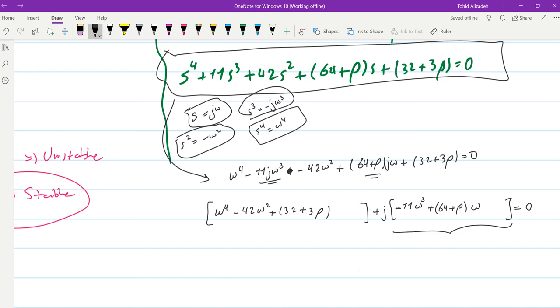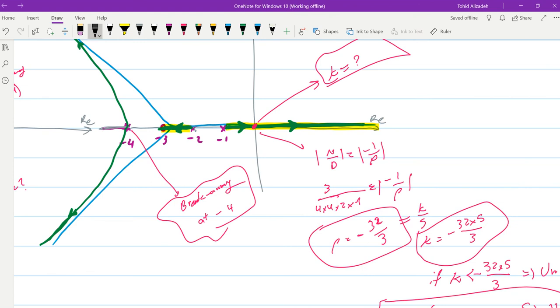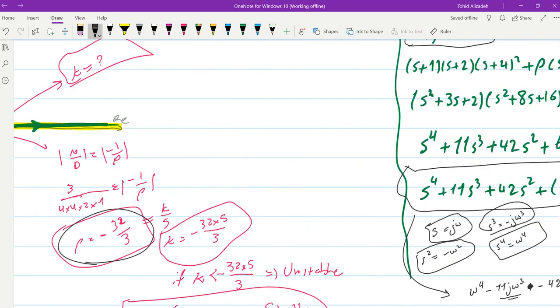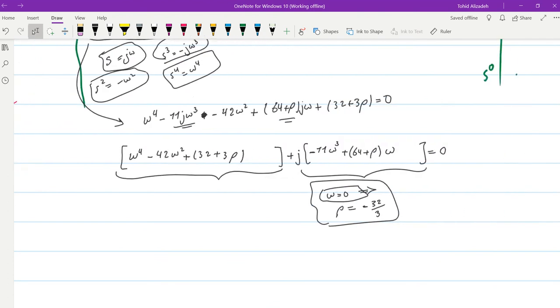If you look at the imaginary part, one root will be omega equal to 0, and we can obtain the corresponding value of rho looking at the real part. If you replace omega with 0, we'll have rho equal to minus 32/3. And this is actually what we have found already over here by applying the amplitude condition. So here we had the value for rho as minus 32/3, and the value of omega is obviously equal to 0. So that's something that we already have, and we are not interested now in that value.